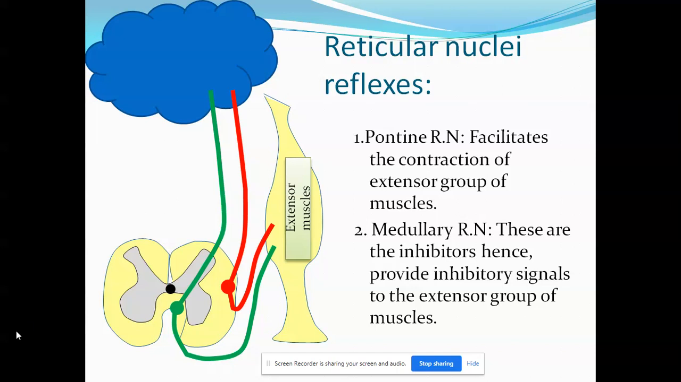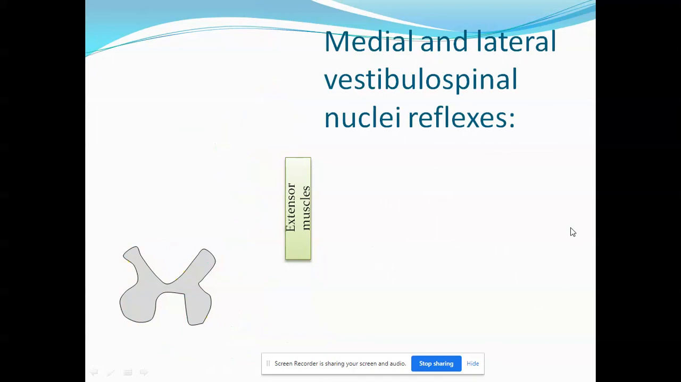Coming to the vestibular nuclei. As I already told, there are also two types of vestibular nuclei, that is your medial vestibulospinal nuclei and lateral vestibulospinal nuclei, where your reticular nuclei had one of them facilitatory action on extensor muscle and one of them an inhibitory action on the extensor muscle. Both medial and lateral vestibulospinal nuclei have inhibitory action on extensor muscle.